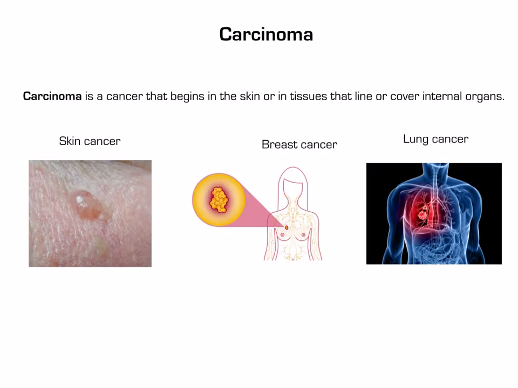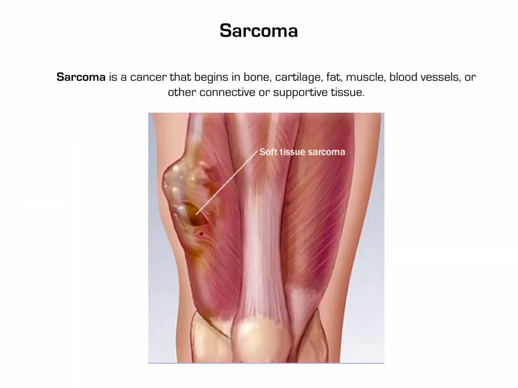Carcinomas are cancers that begin in the skin or in the tissues that line or cover the internal organs. Some examples of those types of cancers are skin cancer, breast cancer, and lung cancer. These cancers are significant for your syllabus. You need to learn these cancers in depth. Sarcomas are cancers that begin in the bone, cartilage, fat, muscle, blood vessels, or other connective or supportive tissues.